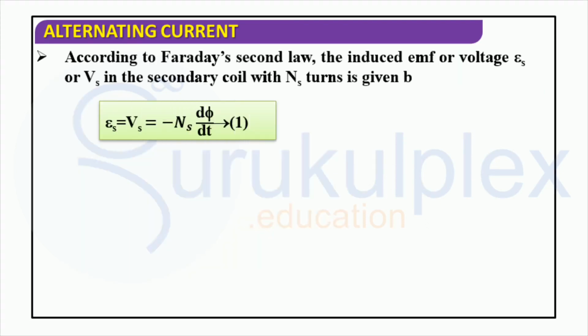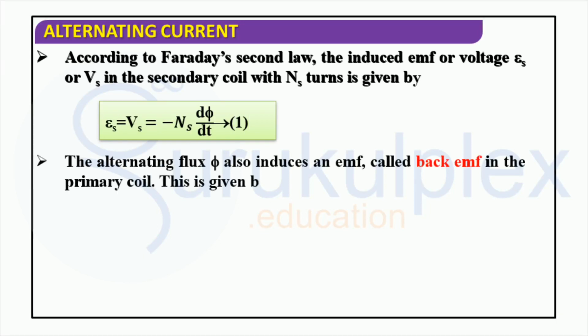The physics term alternating current is based on an exchange of energies between two systems. According to Faraday's second law, the induced electromotive force or voltage in the secondary coil with Ns turns is given by the equation Vs equals Ns times d phi by dt.